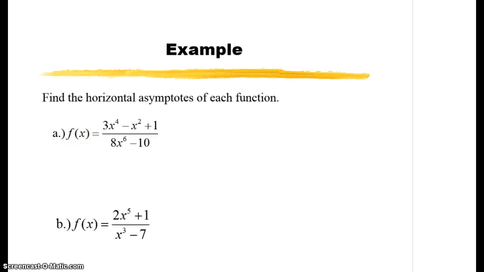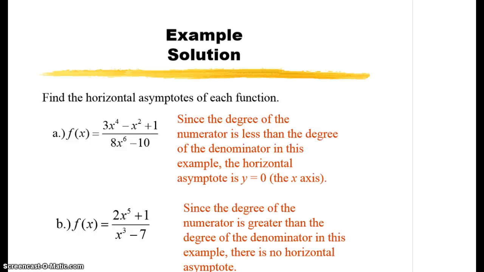That's perfectly fine. And why don't we look at these examples? How to find the horizontal asymptote of each function. Okay, well, all you have to do is apply the rules that we just learned about the degrees. In the first one, the leading coefficient is 3, but the degree of the leading term is 4. And on the bottom, the leading term has degree 6. So since the degree of the numerator is less than the degree of the denominator, the horizontal asymptote is simply y equals 0, the x-axis. In the second example, the degree of the numerator is greater than the degree of the denominator, so there is no horizontal asymptote. Okay, and that's our solution essentially.